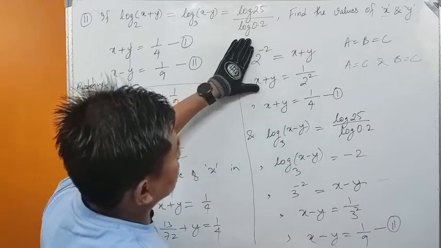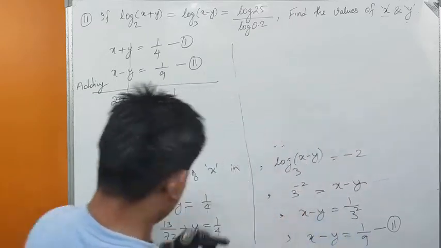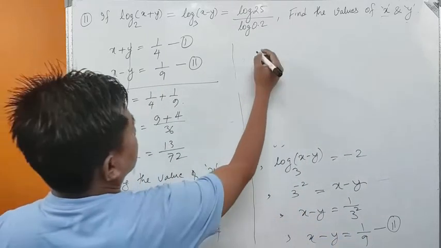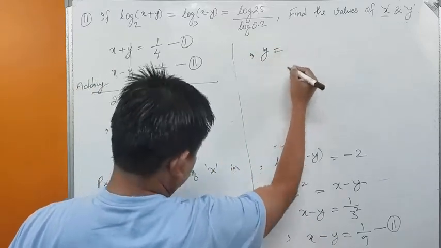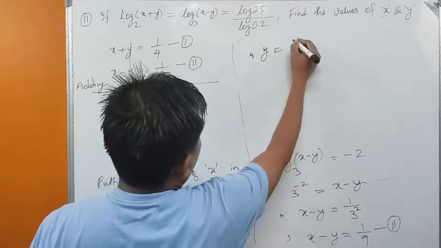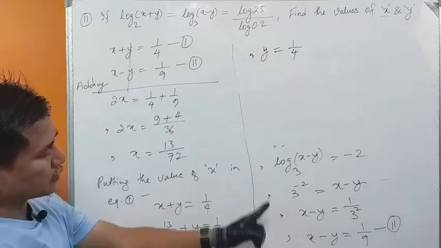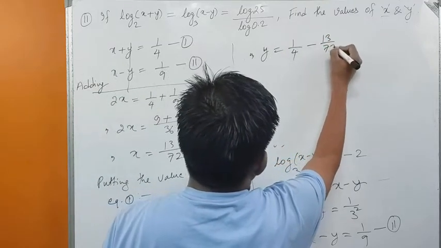Now I will erase this, okay? Or we keep y on the left hand side and take this number to the right hand side, okay? Or y equals, we have 1 upon 4 already on the right hand side, 1 upon 4. Now let us take this 13 upon 72 to the right hand side, becomes minus 13 upon 72.